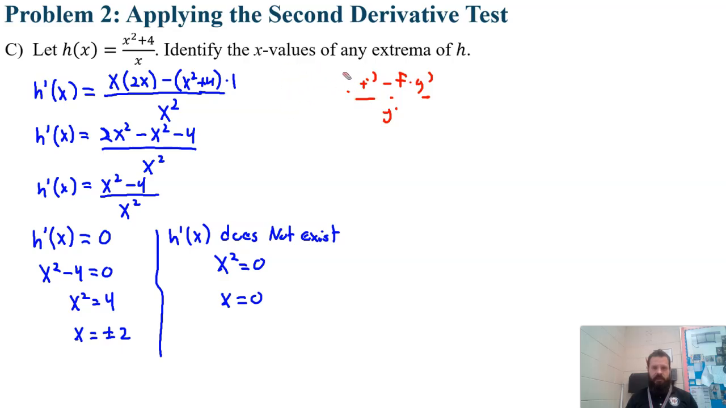So we'll get this out of the way here. I should have made my eraser bigger. There we go.